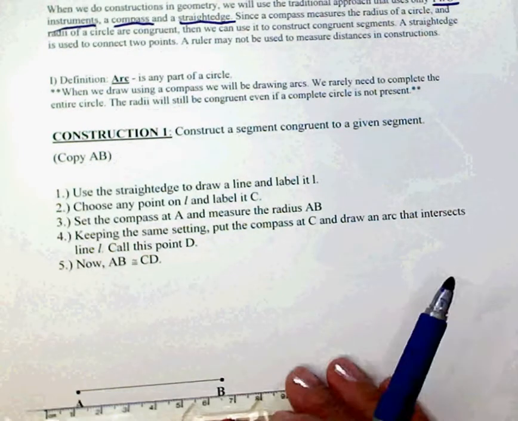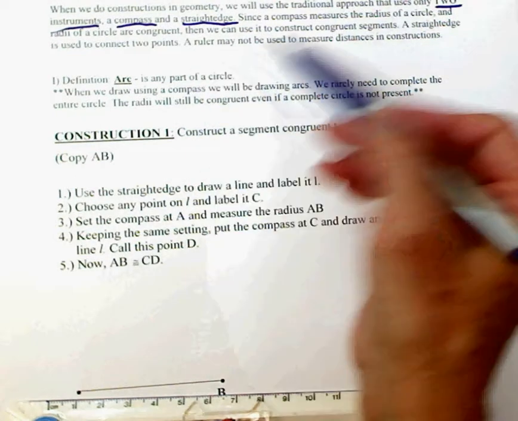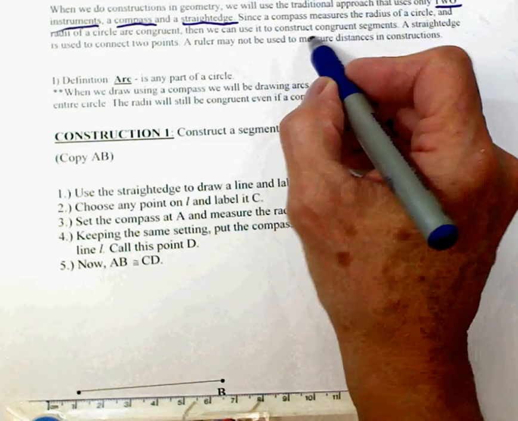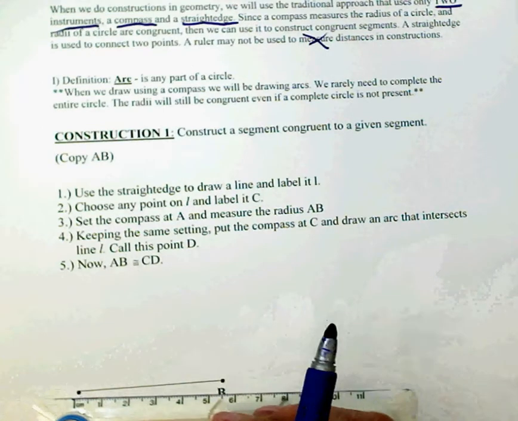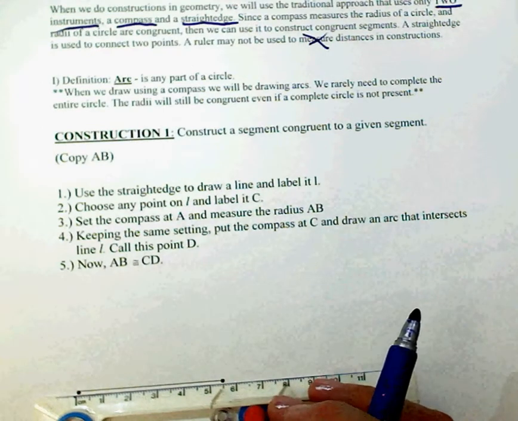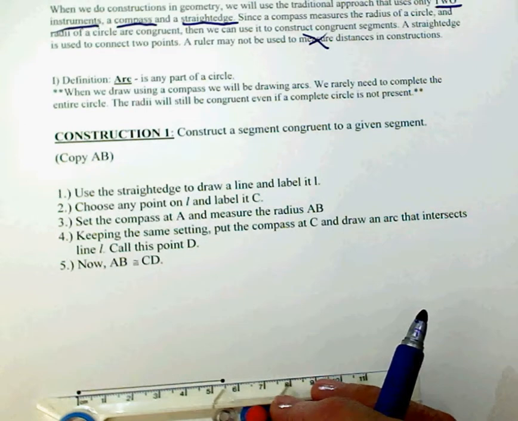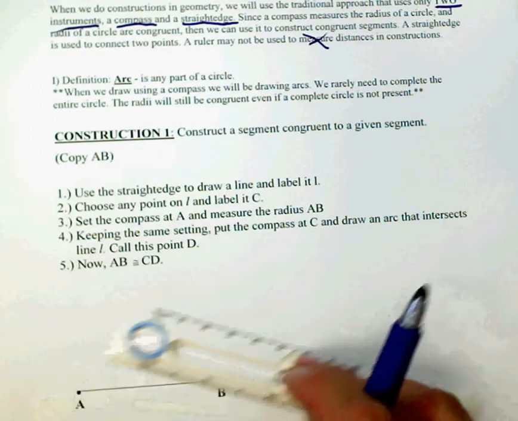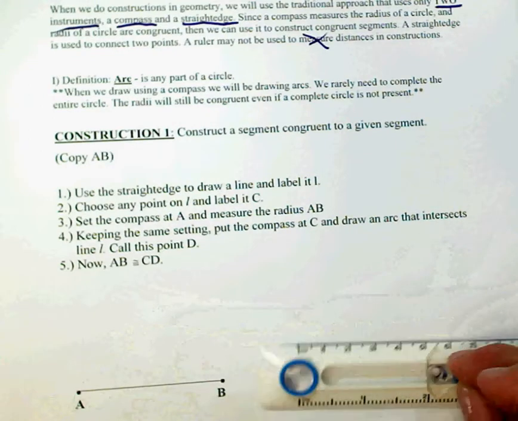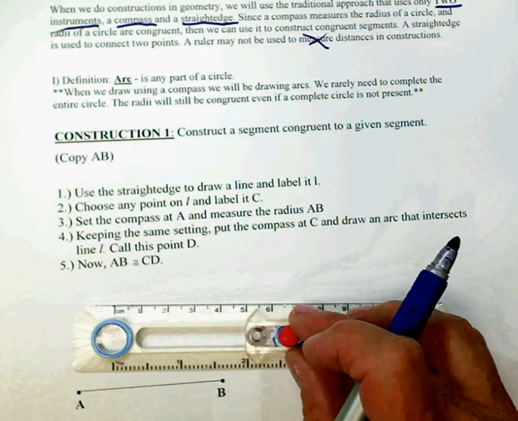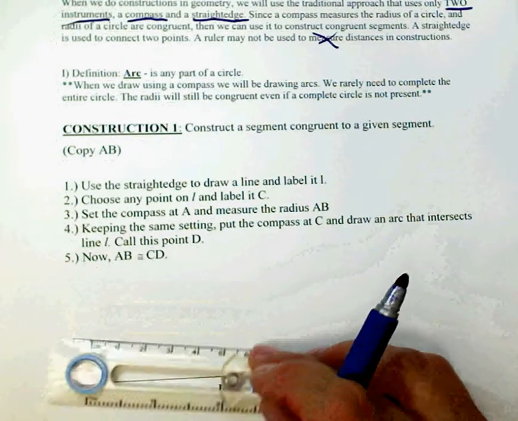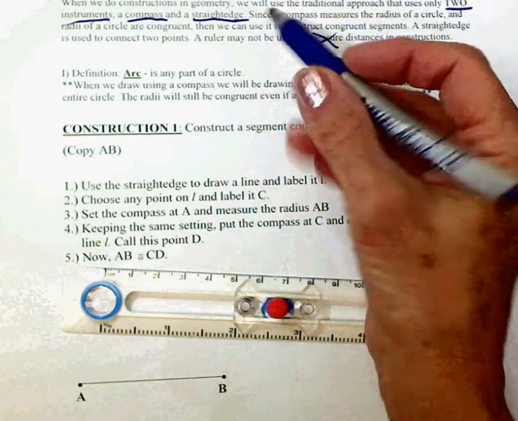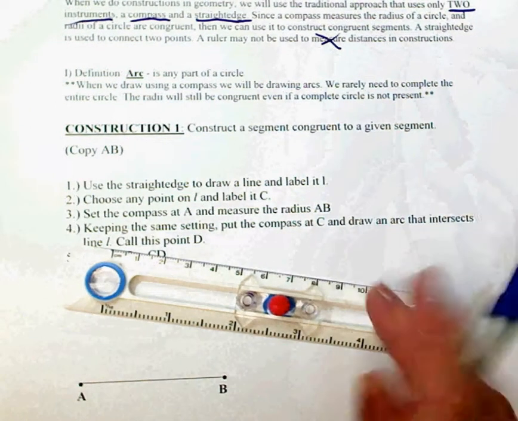I'd like to point out to you that first of all, we do not measure. We never measure when we're doing constructions. We're never going to take this and say, okay, this is 5.4 centimeters, and then try to measure it somewhere else. Although that might work in some cases, it's not as exact a measurement as a construction is. And again, the rule is we never measure distances in constructions.